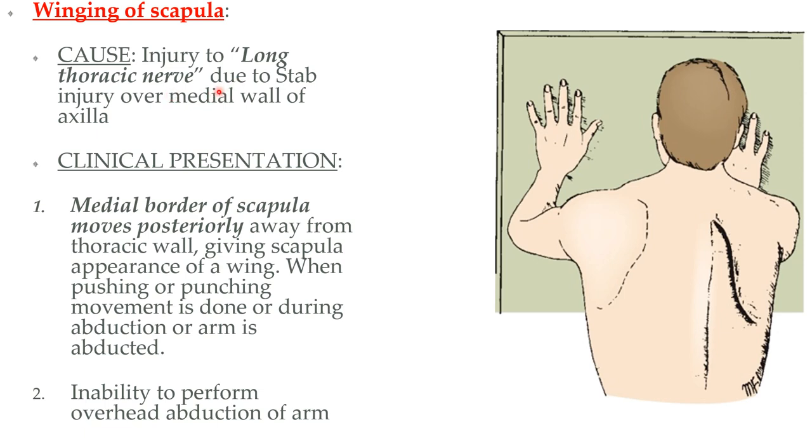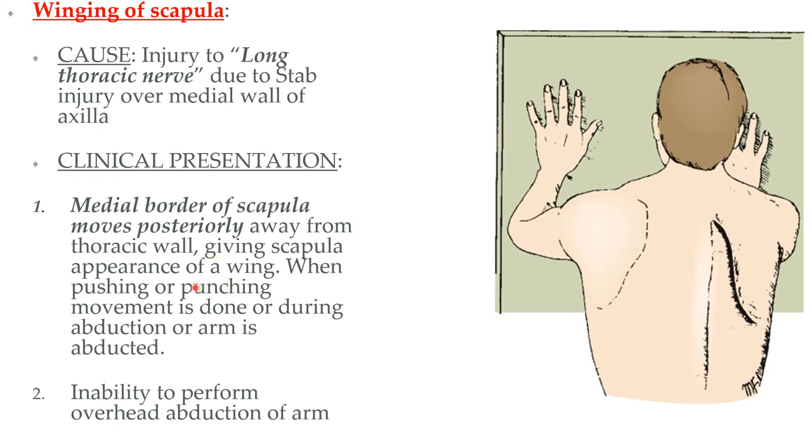And why does this occur? Because we know that long thoracic nerve is placed superficial to serratus anterior muscle and just deep to skin and superficial fascia over the medial wall of the axilla. And because of the superficial placement of this nerve in the body, this nerve becomes prone to injury. So, what is the clinical presentation of the patient with injury to long thoracic nerve, because of which paralysis of serratus anterior occurs? Medial border of the scapula of these patients moves posteriorly, that is away from the thoracic cage, giving the appearance of wing.